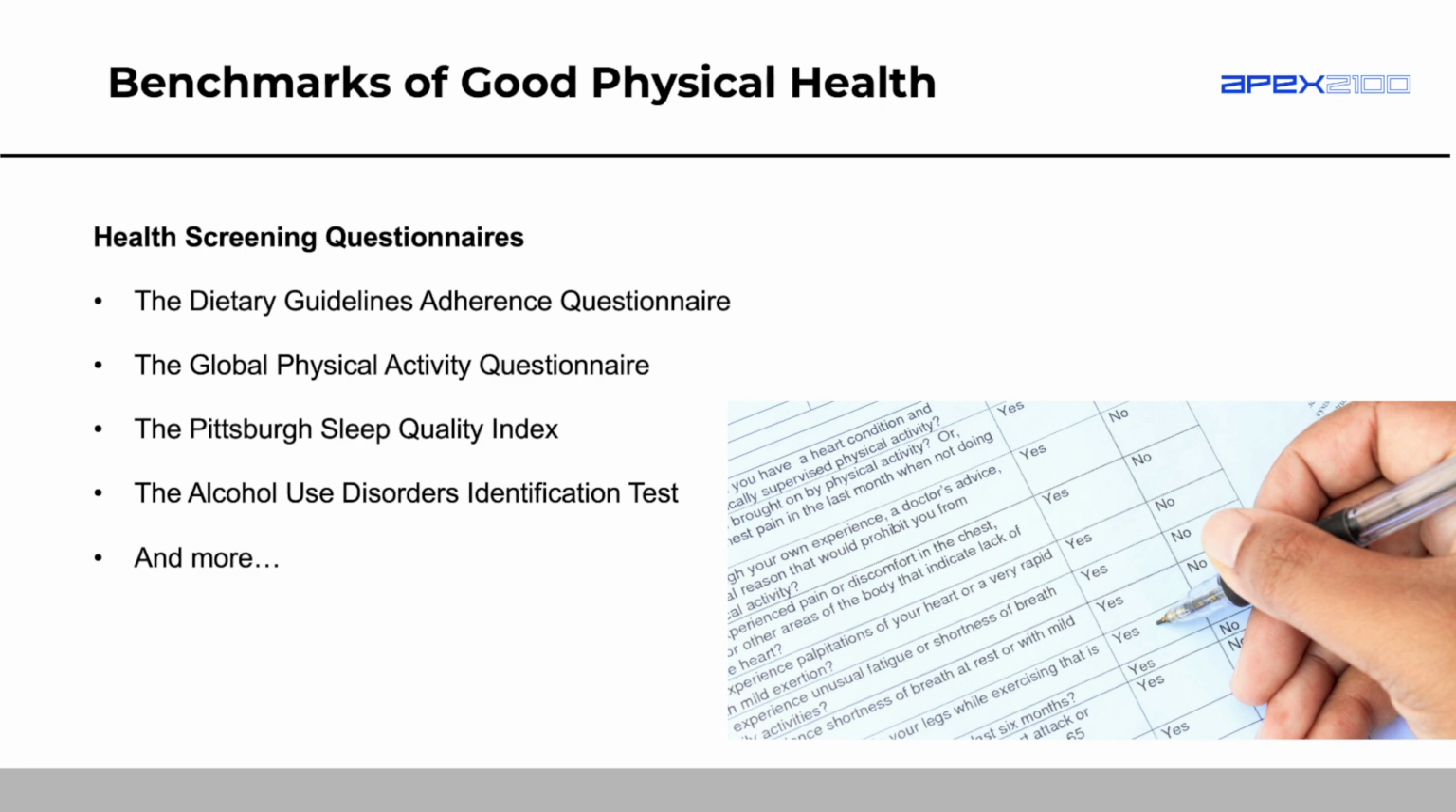So the first one is the Dietary Guidelines Adherence Questionnaire. So specifically looking at your diet. Then we have the Global Physical Activity Questionnaire, asking questions about how much physical activity you're doing, what intensity you're doing, and telling you if you meet the guidelines, if you're active enough for your age and gender. We've got a Sleep Quality Index. There's the Alcohol Use Disorders Identification Test. So if you're drinking too much alcohol, and there's many more. There's millions of these. If you go onto Google and you look for a health screening questionnaire, you'll find plenty of them. So these are important to consider.